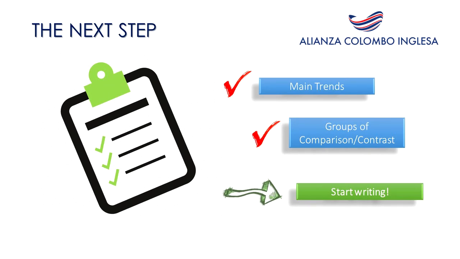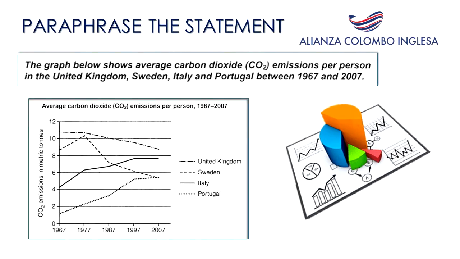Now that we have identified the essential trends, the essential information from the graph, the highest and lowest points, and how all of that information is compared between the countries, we can start writing our graph report. The first thing we should write is the paraphrasing of the statement. The original statement says what the graph shows, so we simply have to use this statement and change some words with synonyms or similar expressions to start the graph report with the information that is presented.